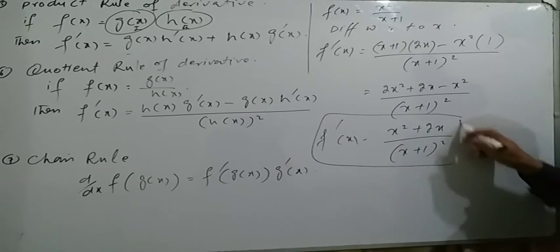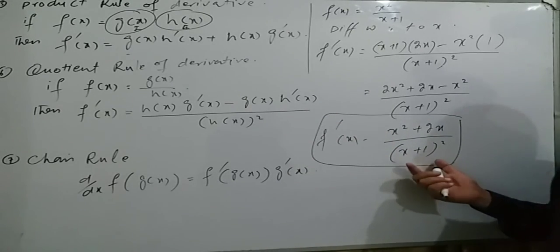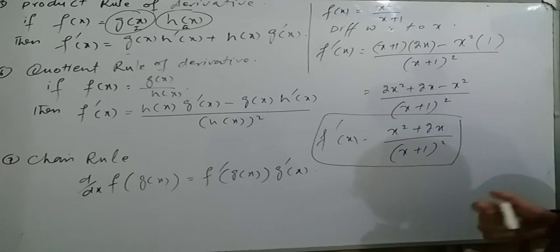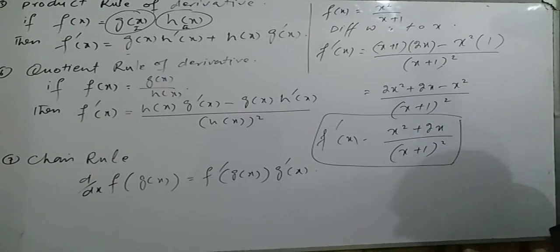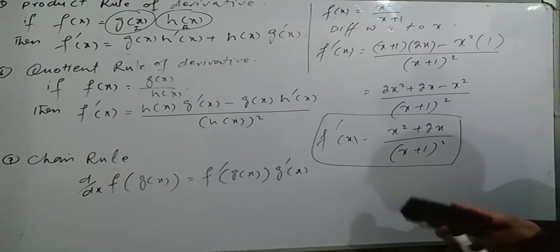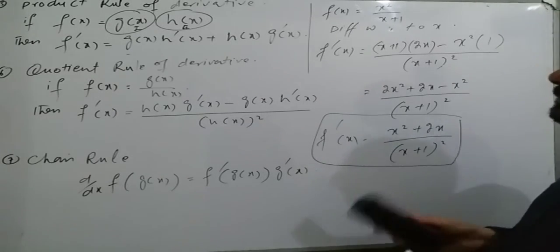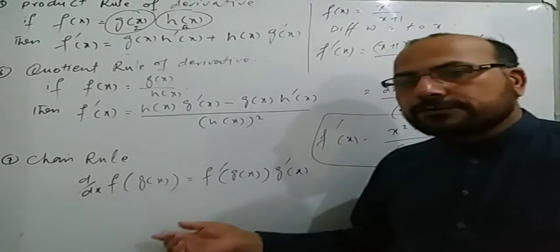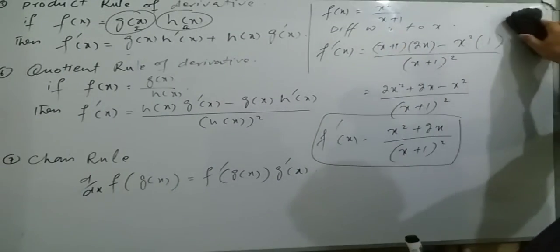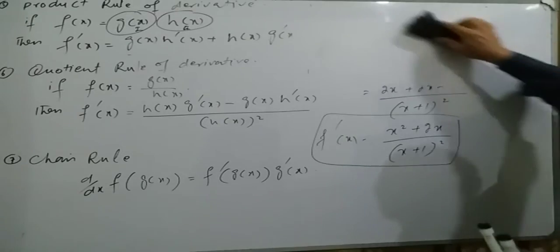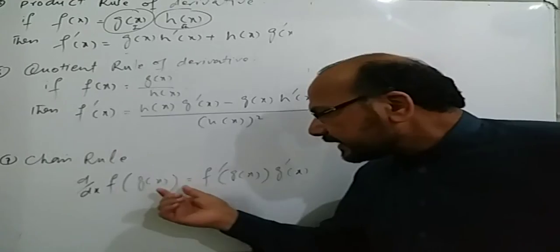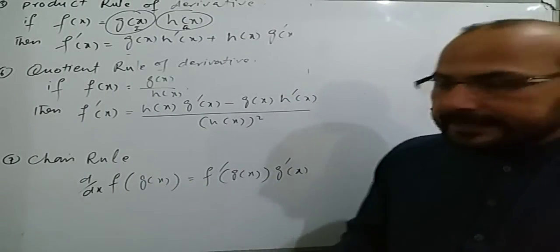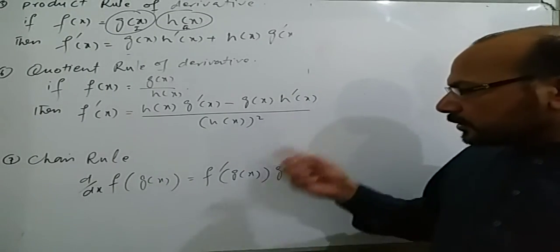So after applying the quotient rule, you can differentiate the function like this. Now the next one is the chain rule. If we have a form related to the chain rule, how can we differentiate that particular function? The chain rule says that if a function is lying inside another function, this is how you can differentiate it. First we will differentiate the outer function, and then we will differentiate the inner function.